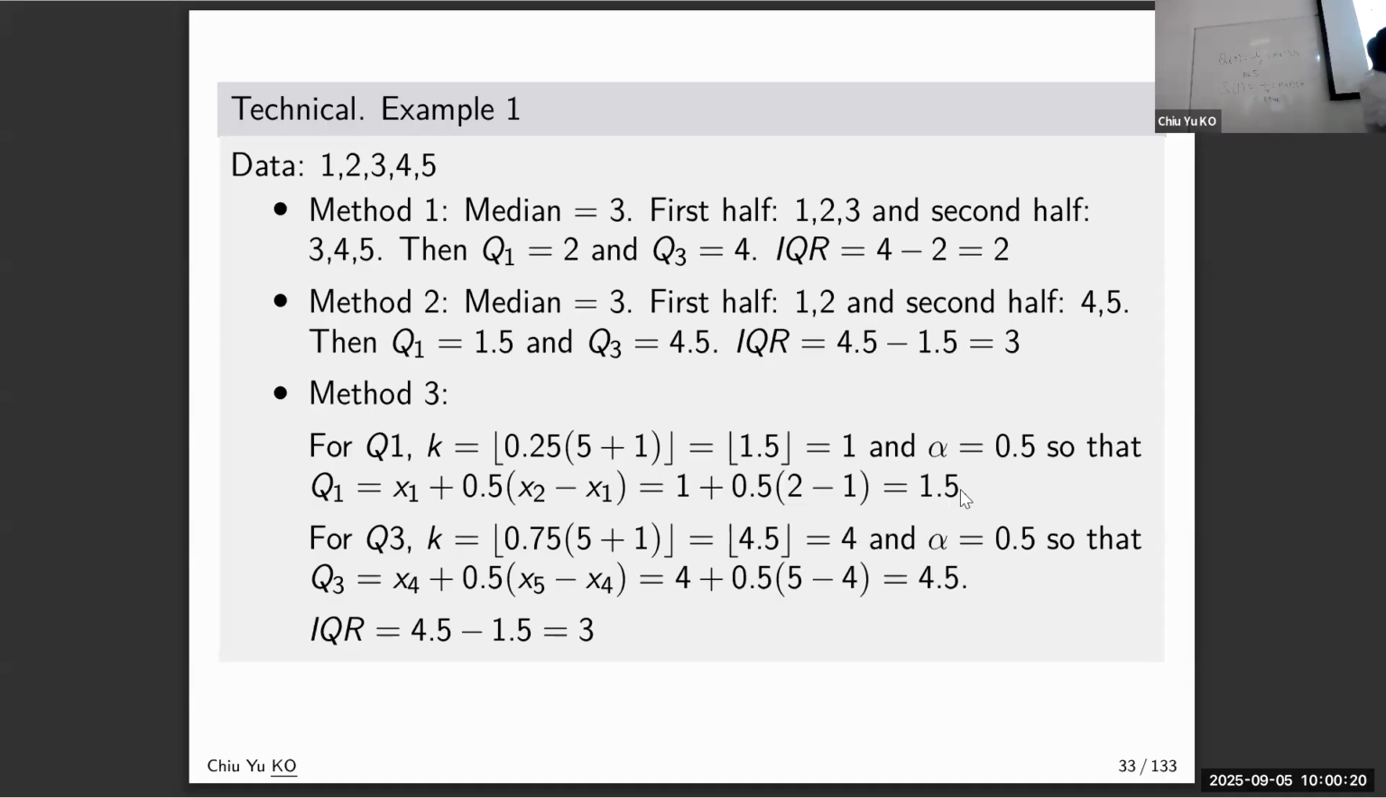And how do we calculate Q3? Q3 is the third quarter of the 6. N is 5, n plus 1 is 6, and three quarters of 6 is 4.5. What is the 4.5th data? It's the fourth data plus halfway between the fourth and the fifth data. So this gives you 4.5, and Q2 gives you 3.